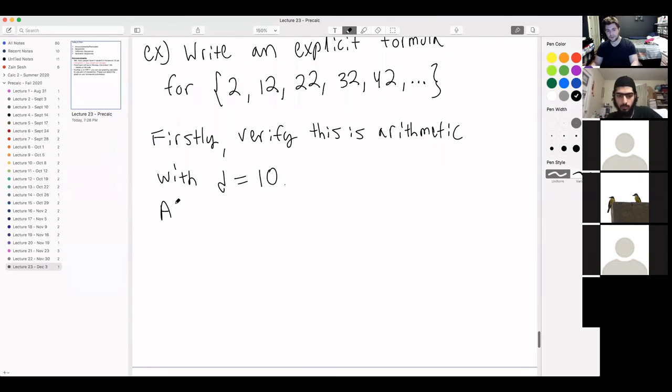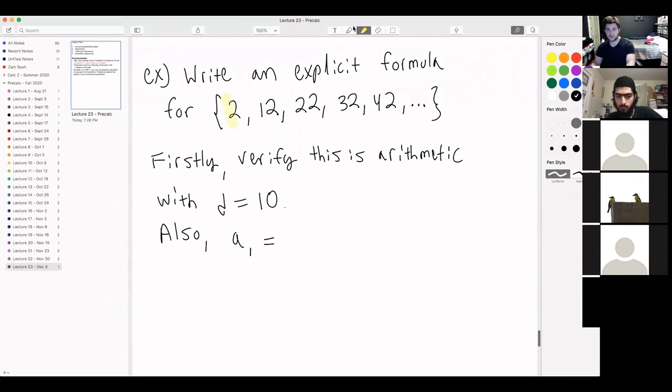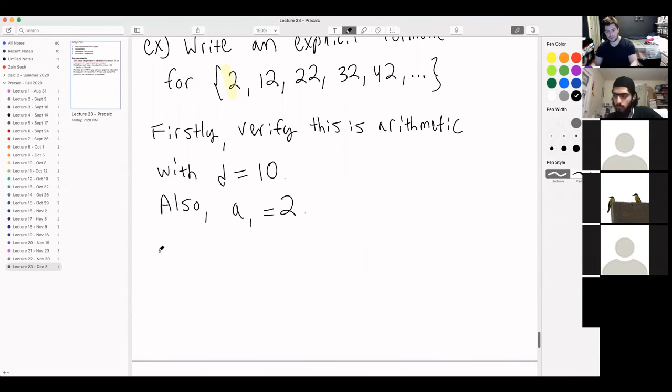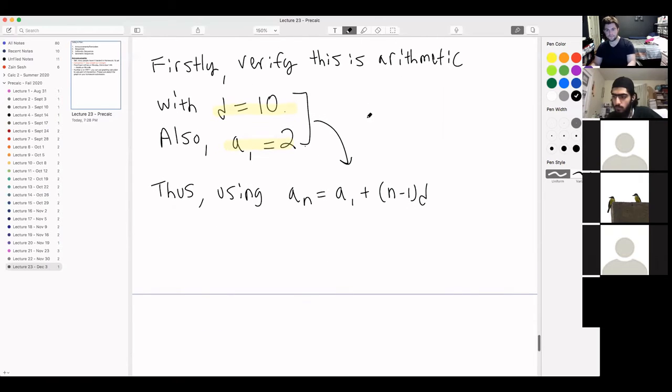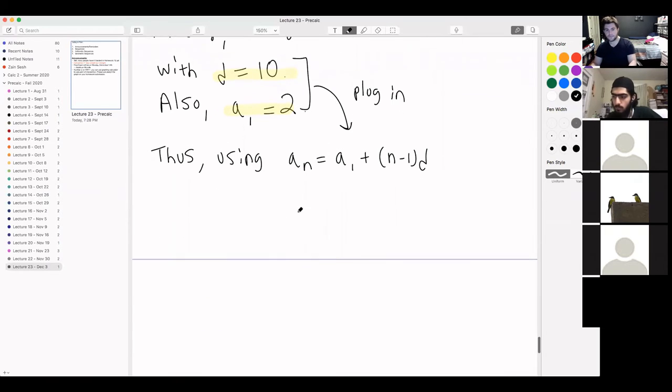Also, a sub 1, which is the first term, is 2. So thus, using the formula a sub n is equal to a sub 1 plus n minus 1 times d, we just plug this into this formula. Okay, so a sub n is equal to a sub 1, which is 2, plus n minus 1 stays, and d, I plug in 10.